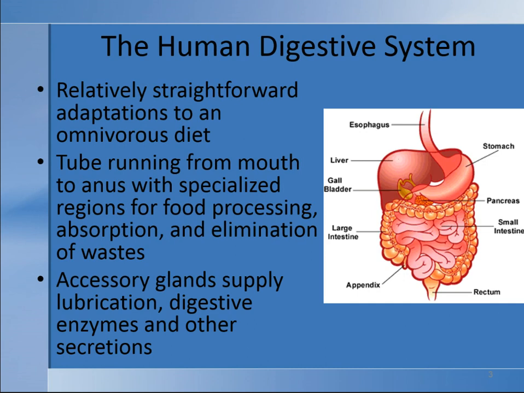The digestive system is a tube, right, that runs from the mouth to the anus, and this is true for all vertebrate digestive systems. It's responsible for the processing of food, absorption of nutrients, and then of course the elimination of waste, because you can't use everything that you take in. There are some accessory glands that supply the things that are needed to move the food and break it down. But the bulk of the digestive system is actually this tube.